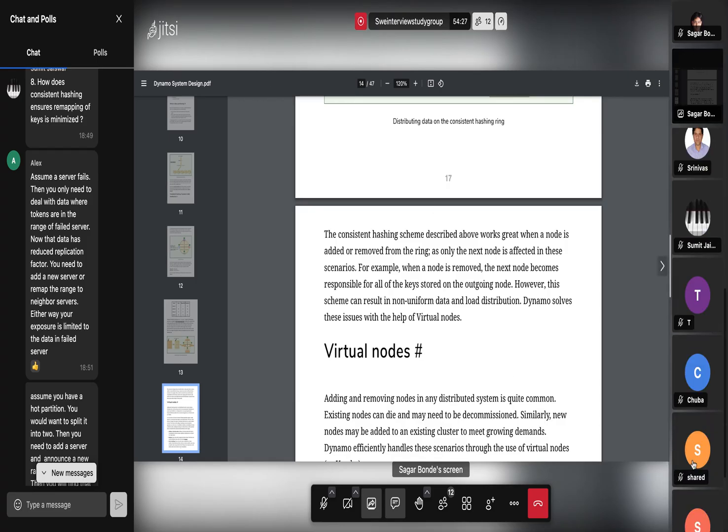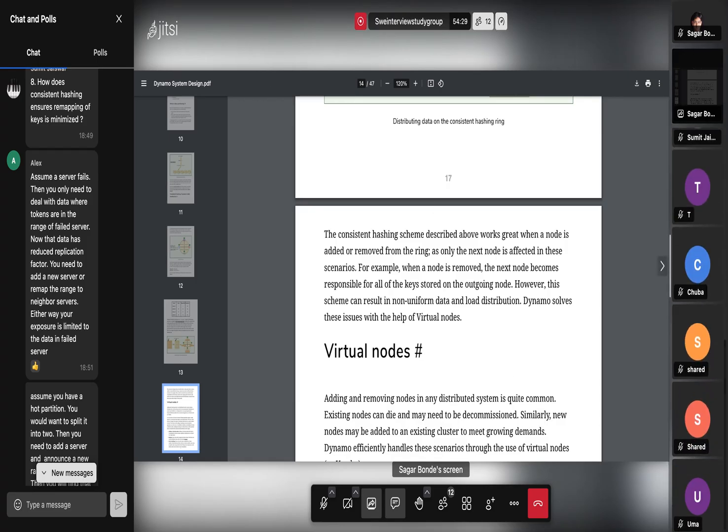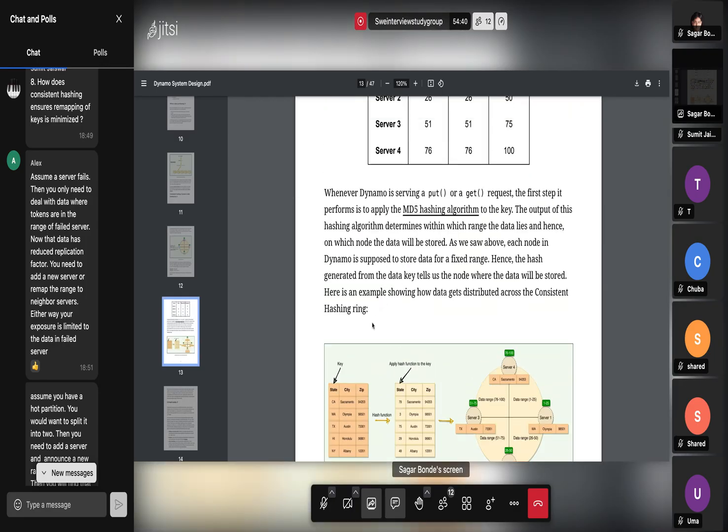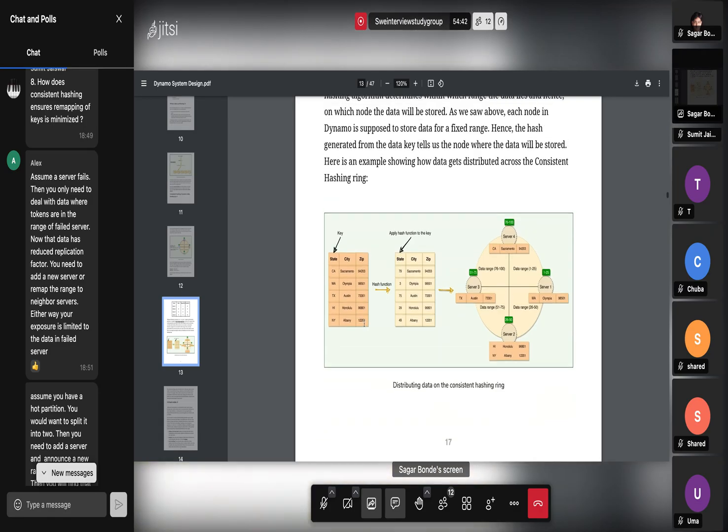Okay. So the consistent hashing scheme. Sagar, can we go up a little bit? Yeah, now this diagram. So here, 1 to 26, this is the key, right? Correct. All these are keys. 1 to 26, 76 to 100. Correct.